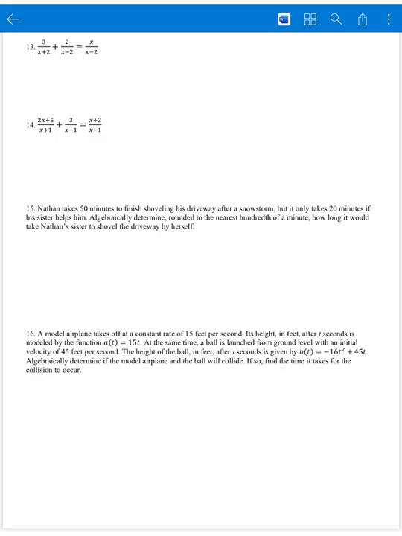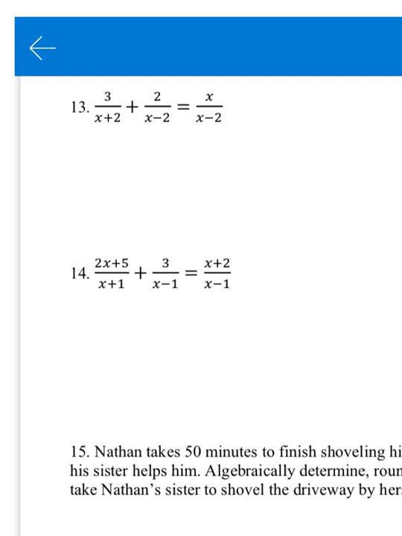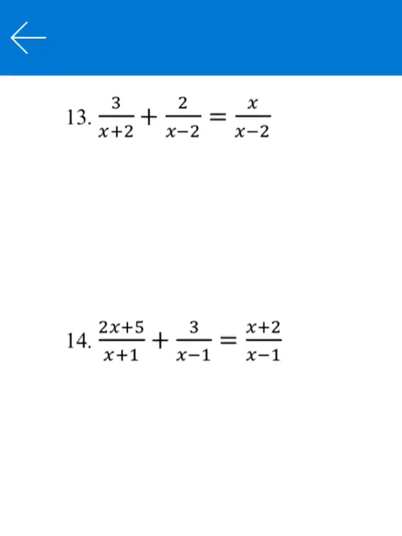Okay, 13 and 14 are the same thing as what we just did. So for number 13, when I try to factor my denominators, they're already completely factored. So to cancel out an x plus 2, I need an x plus 2.